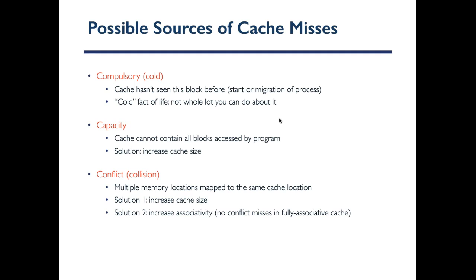I got a question. What's the problem with having multiple memory locations mapped to the same cache location? Well, there is no problem per se. That's the nature of it, because the cache is in essence smaller than memory, so there is no way around it. You have to map multiple locations. Now the question is, do I want all those locations to be mapped to the same set, or do I want to map them to the same cache block? If all of them are mapped to the same cache block, then I have a direct map cache.